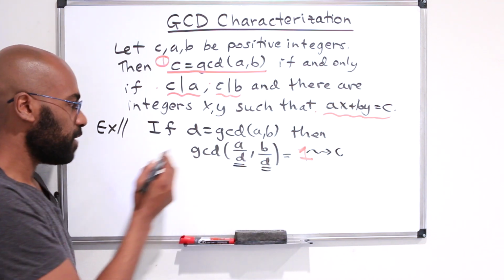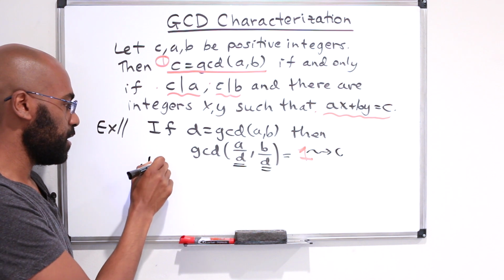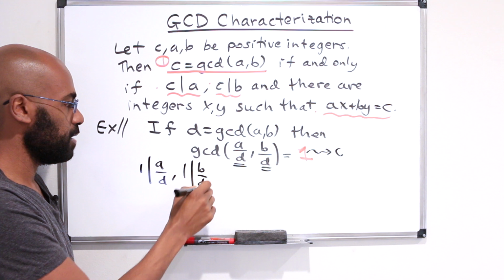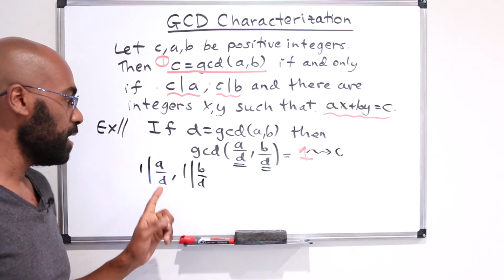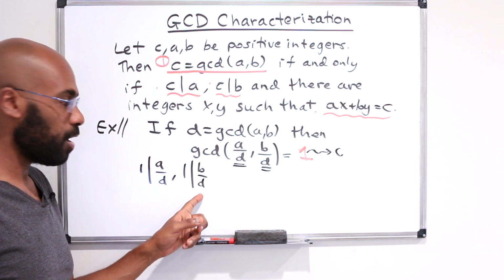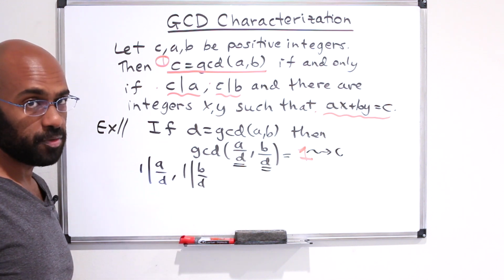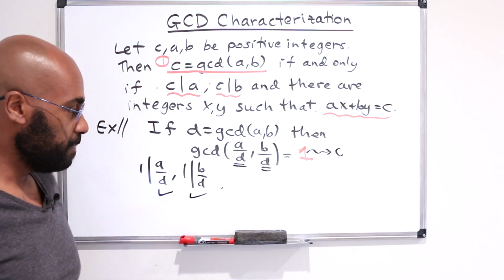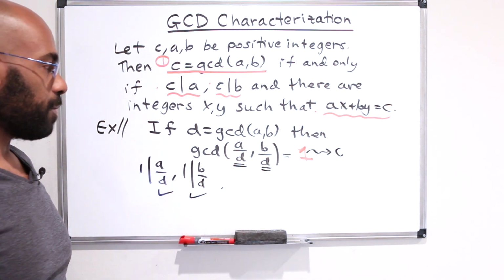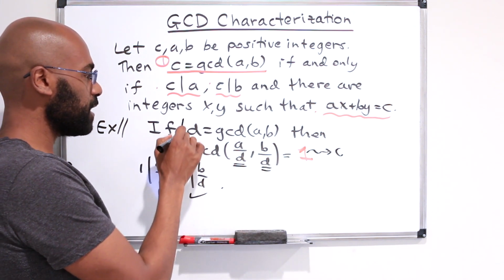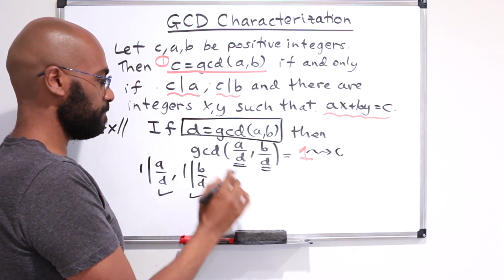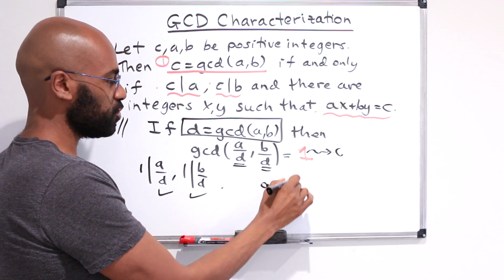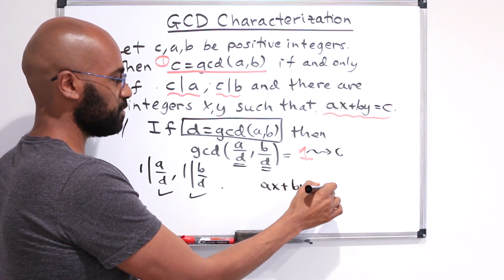Okay, so first of all, C does divide A over D and B over D because D divides A and B, so A over D and B over D are actually integers, so 1 divides both of those. So we can sort of have both of those in check. Now the question is why 1 is an integer combination of the two. Well, we're given that D is the GCD of A and B, so that means by Bezout's lemma, we can find integers x and y so that ax plus by is d.